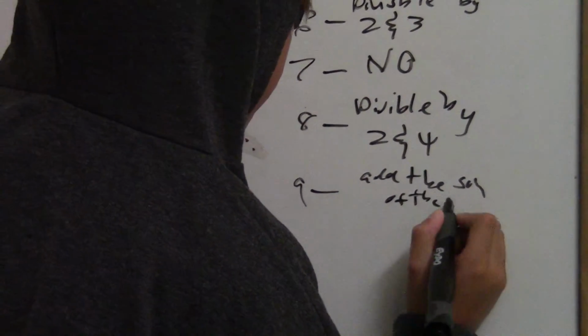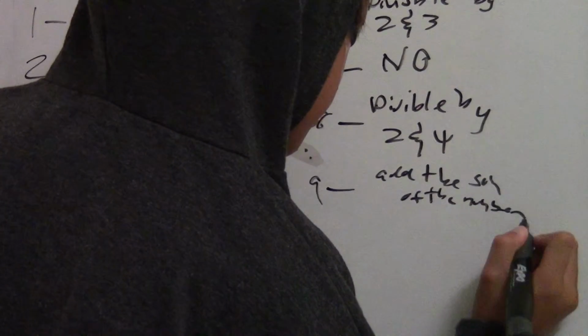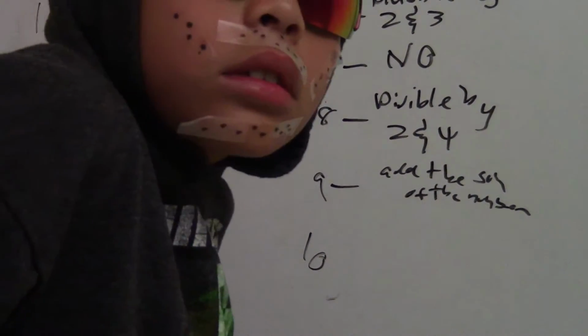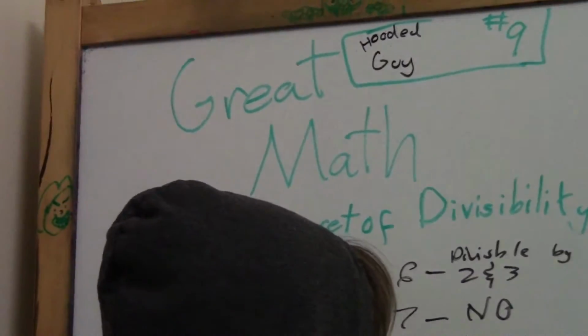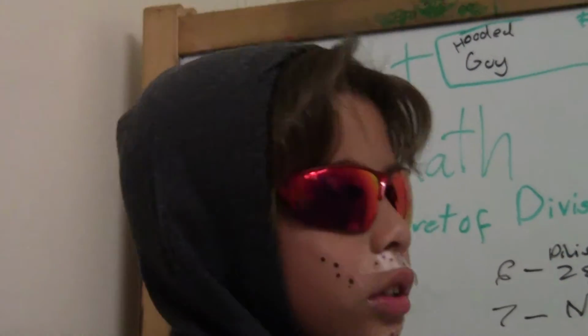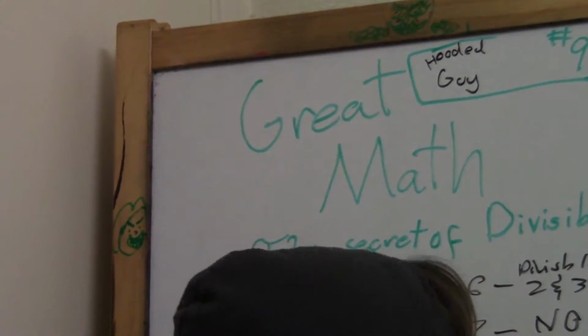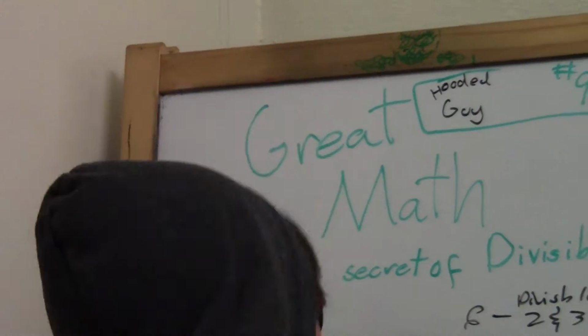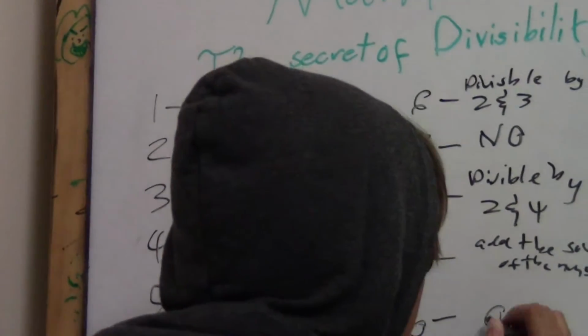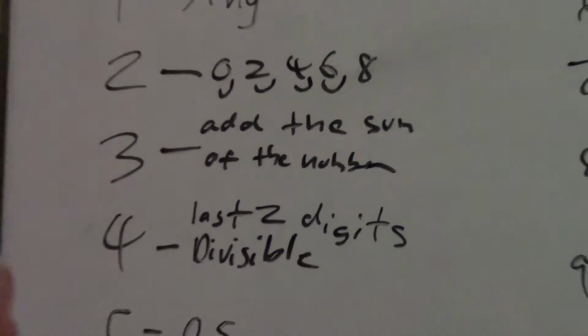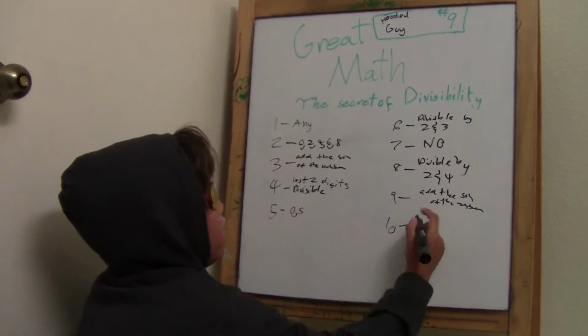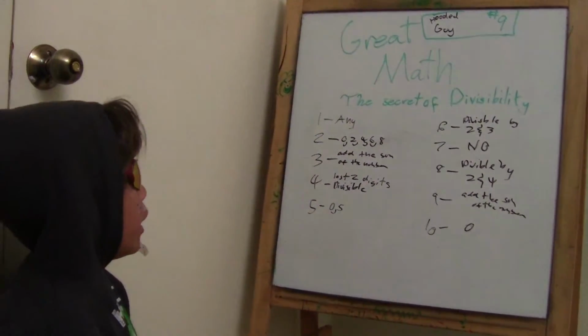Number 9, you have to add the sum of the digits of the number. If it is divisible by 9, then yes, it is. If a number ends with 0, it is divisible by 10.